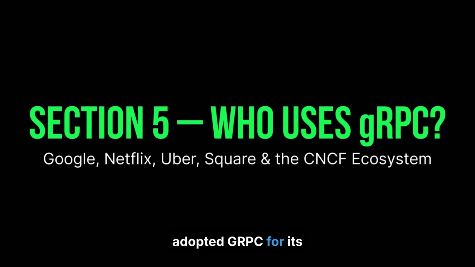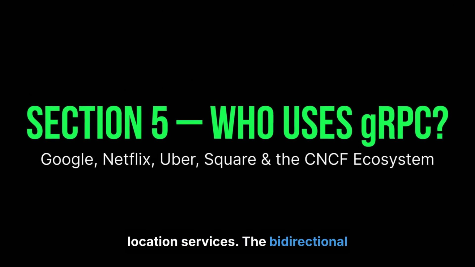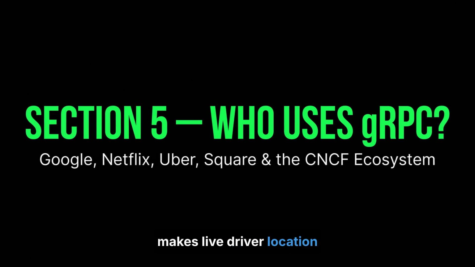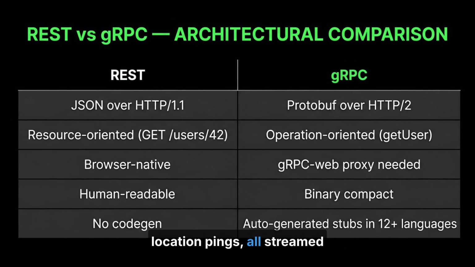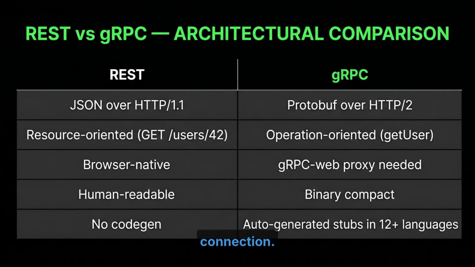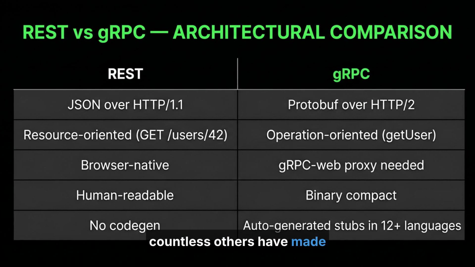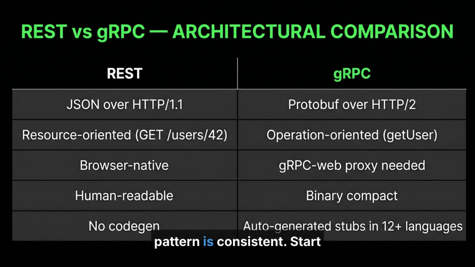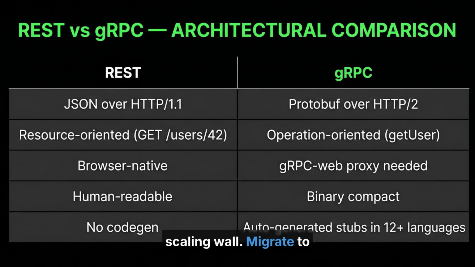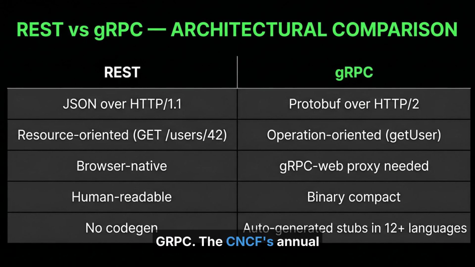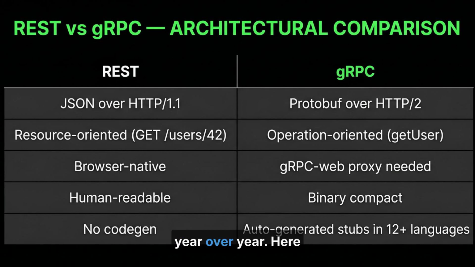Uber adopted gRPC for its dispatch system and real-time location services. The bidirectional streaming pattern is what makes live driver location updates possible. A ride can generate hundreds of location pings, all streamed over a single gRPC connection. Square, Dropbox, Cisco, and countless others have made the same transition. The pattern is consistent. Start with REST because it is simple. Hit the scaling wall. Migrate to gRPC. The CNCF's annual survey shows gRPC adoption growing at over 40% year over year.